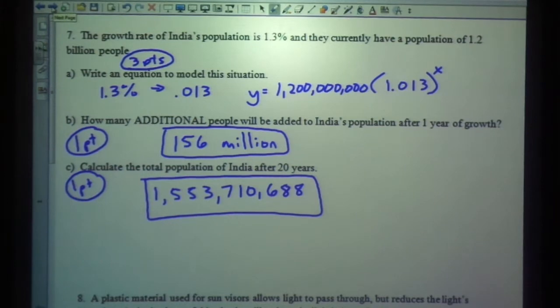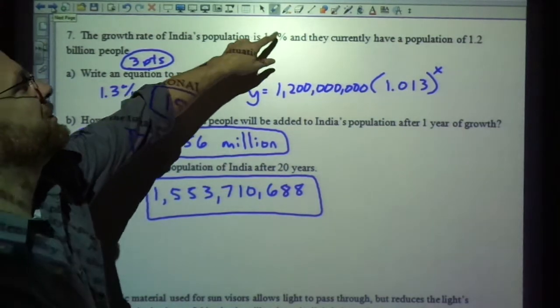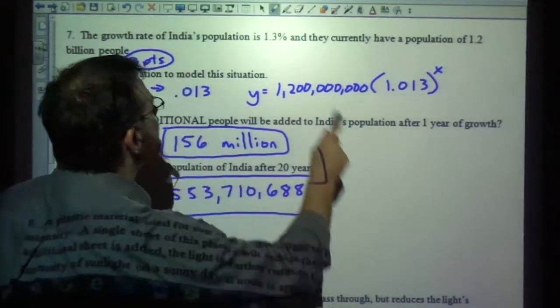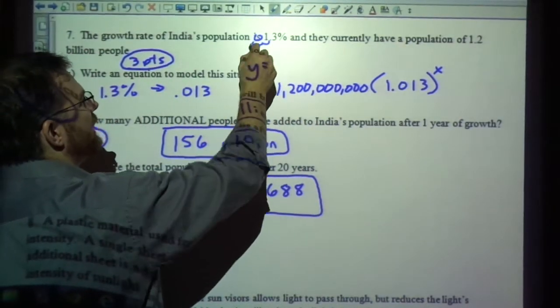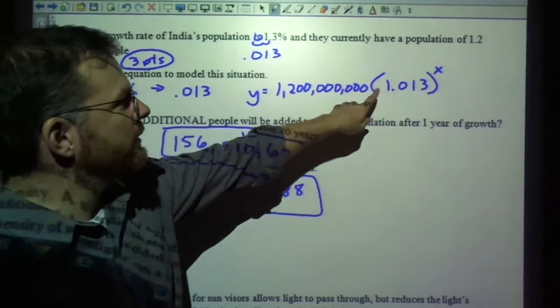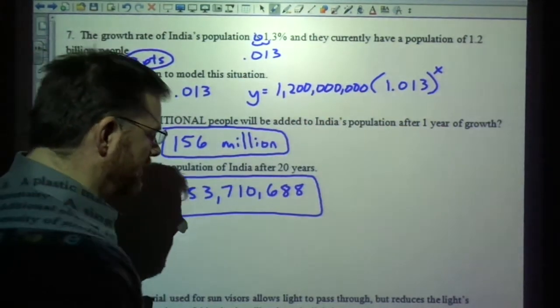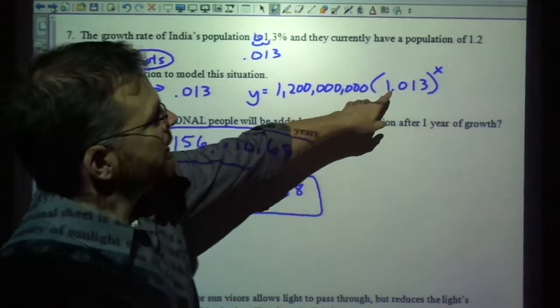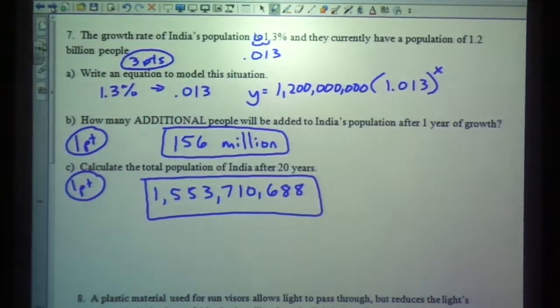Okay, again, we've got 1.3%, so we need to change that to a decimal. This decimal is going 2 places back. It's 0.013. We add that to 1 to go into the equation. This is 1.2 billion. And here's the rate to the x. So this is 3 points for having that equation correct.